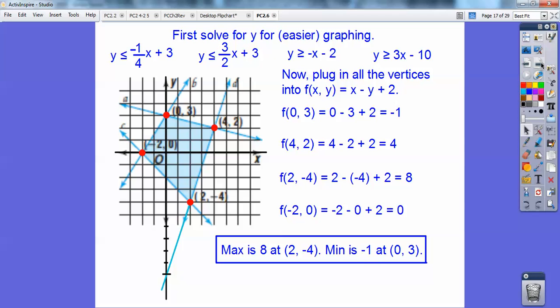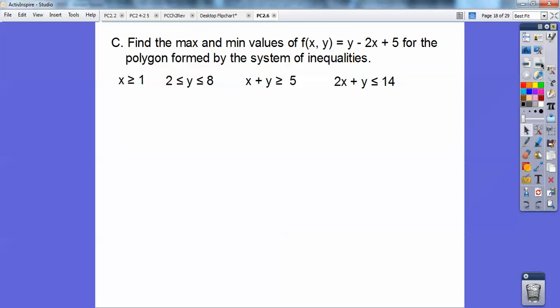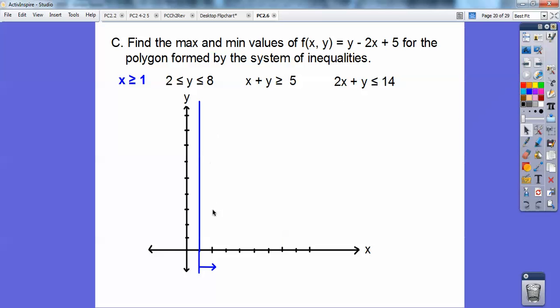All right, never fear, I got another one for you. Same problem, but a different function up here, and it's going to be bounded by these equations right here. I'm going to go step by step, and let's graph x is greater than or equal to negative 1. Greater than or equal to means it's going to be shaded to the right. I put an arrow there because I don't want to shade it yet. Now we're going to graph this one. y is in between 2 and 8.